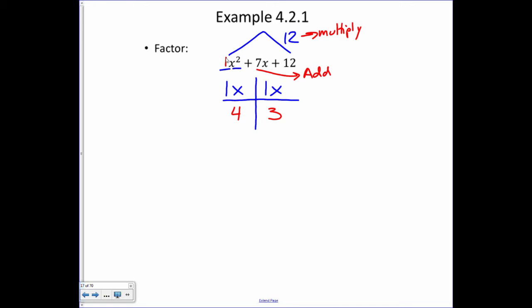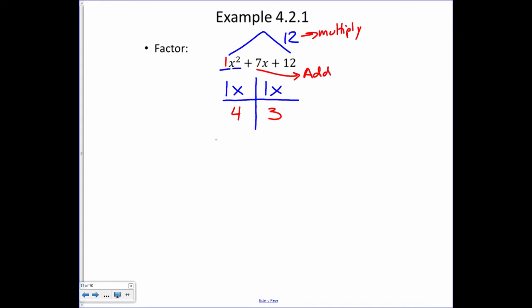And so at this point, we're essentially done. In later problems, there'll be an extra step here. But because that coefficient of x in the front is 1, we don't have any additional steps here.